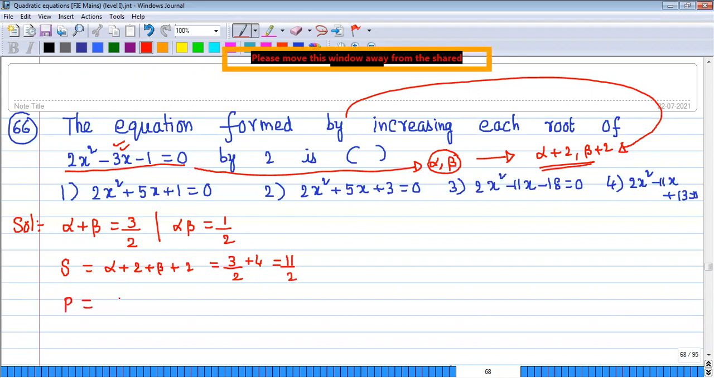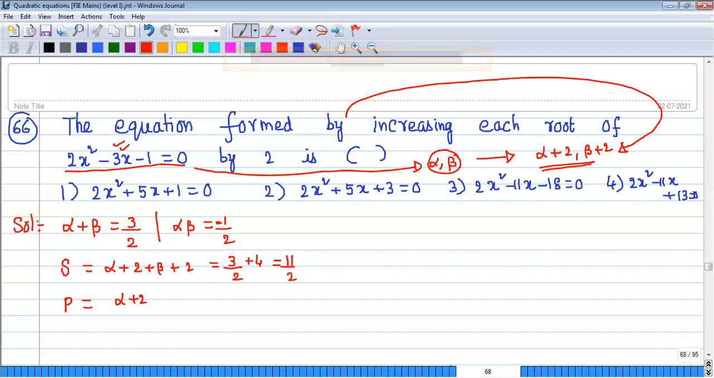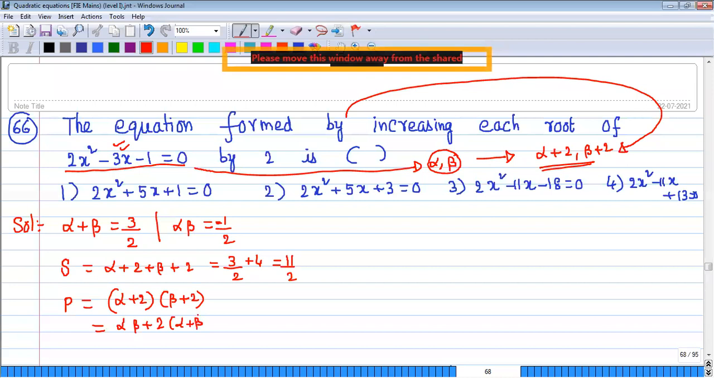Product. Sir, alpha beta is minus 1 by 2, sir. Very good. Alpha beta is minus 1 by 2. Right. Alpha plus 2 into beta plus 2. So this equals to, we can write alpha beta plus 2 alpha plus 2 beta plus 4. 2 common, alpha plus beta, and plus 4. Here alpha beta is equal to negative 1 by 2. 2 times alpha plus beta is 3. 3 plus 4 is 7. This will be 13 by 2. Right?